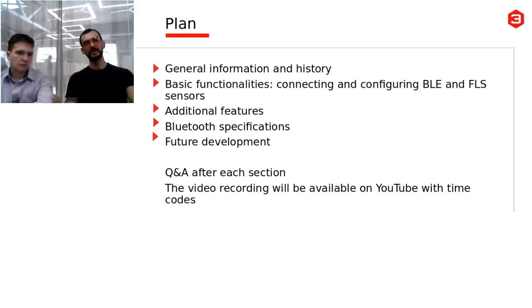Our plan today: we are going to provide some general information on the application and on BLE sensors, as well as some history. When and what was the reason for creating it, and what led us to say no to wires. We will give some highlights on basic functionalities, connecting and configuring BLE sensors and wired fuel level sensors using your mobile app, which is possible. We will also highlight additional features, not so many just yet, but we are working on this.